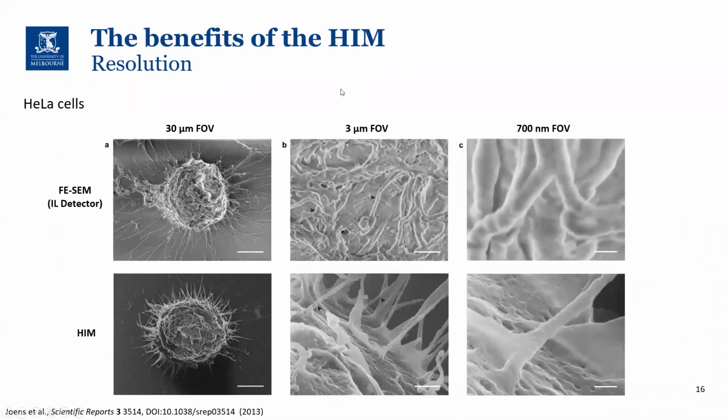So the benefits then are in resolution. If we look at this comparison by the researchers in the citation below, we have a field emission SEM image at the top and helium ion images below of HeLa cells. If we go straight down to the highest magnification, 700 nanometer field of view, in the SEM you can see a lot of detail. This is a stunning image, but with the helium ion, you can see more. It is a sharper image with better surface detail and nano-textured detail.